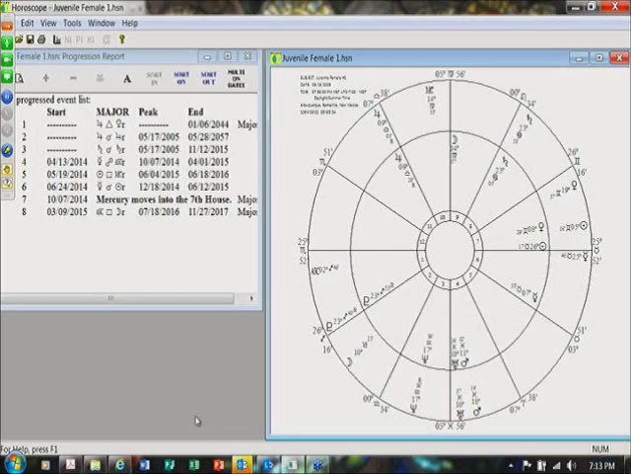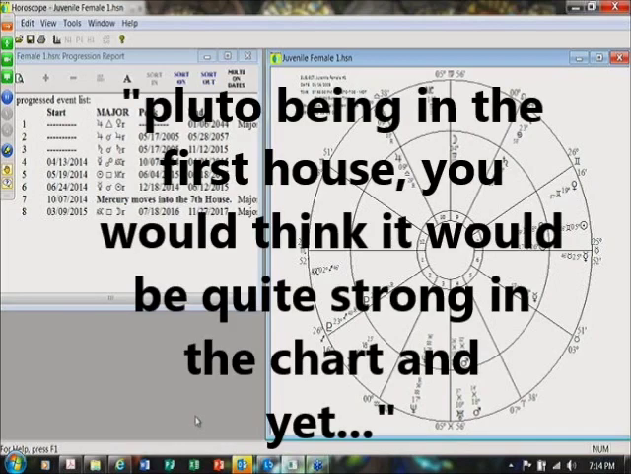All right, let's talk about Pluto in Sagittarius. This is a generational aspect. Well, Christopher, can I just say that one of the interesting things, and I think this is referencing Astrodyne, is that Pluto being in the first house, you'd automatically think that was quite strong in the chart, and yet it is actually the second weakest.